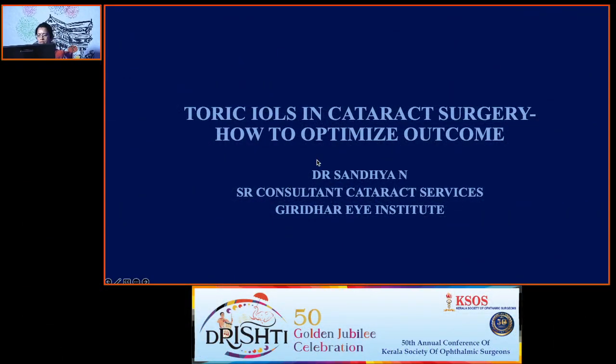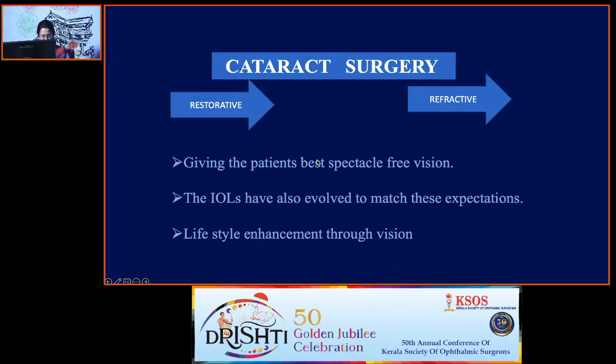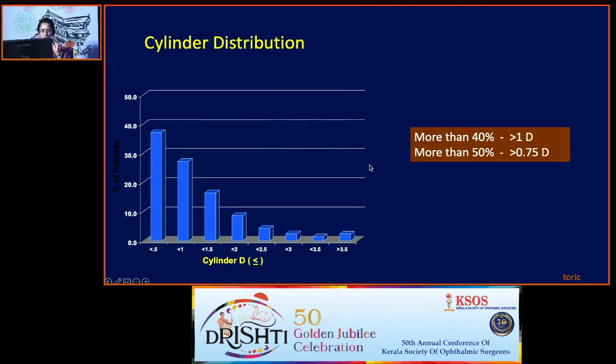So, toric IOLs in cataract surgery, how to optimize outcome. The aim of modern cataract surgery is to give maximum spectacle-free vision to the patient, and not just removal of cataract. Around more than 40% of the cataract population have a cylinder of more than 1 diopter. Not addressing this during cataract surgery will cause patient dissatisfaction. Now we have toric IOLs to correct up to 4.75 diopters of corneal astigmatism.